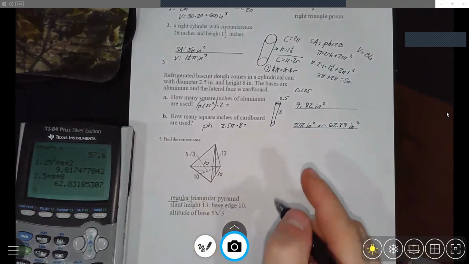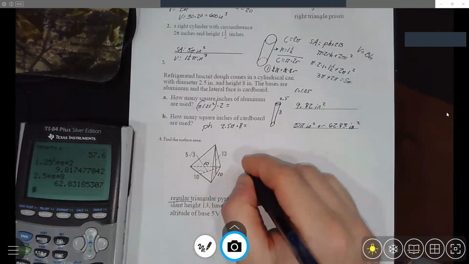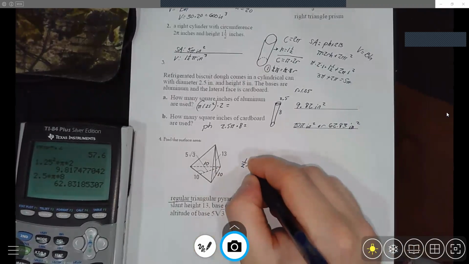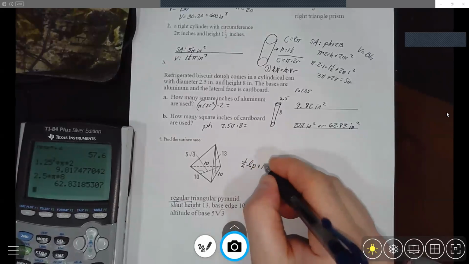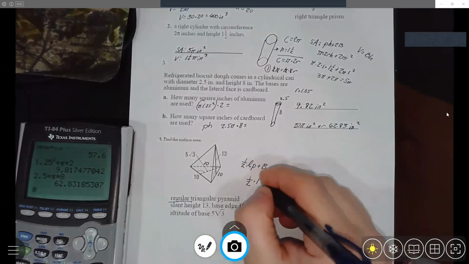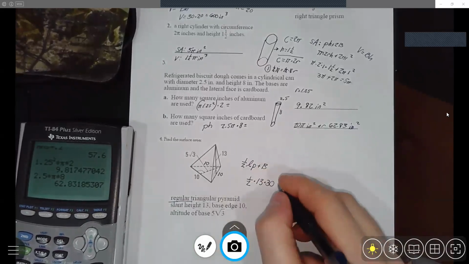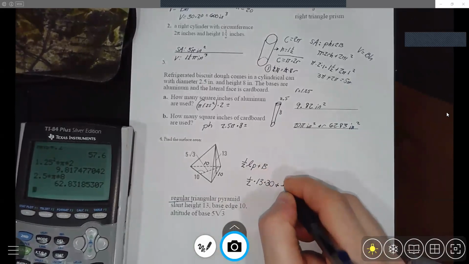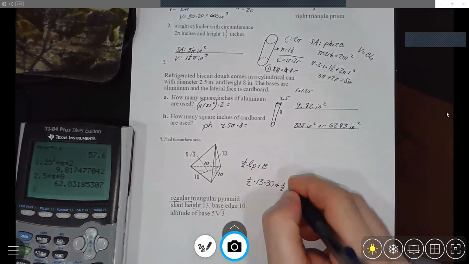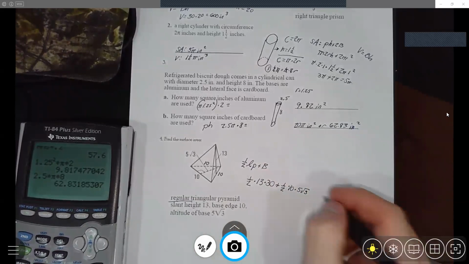So we're looking for surface area. The surface area of a pyramid is 1/2 slant height times perimeter of the base plus area of the base. So they gave us a slant height of 13. The perimeter of the base is 30. All 3 sides are 10. And then the area of the base is 1/2 times 10 times 5 times the square root of 3. And that will give us the surface area.